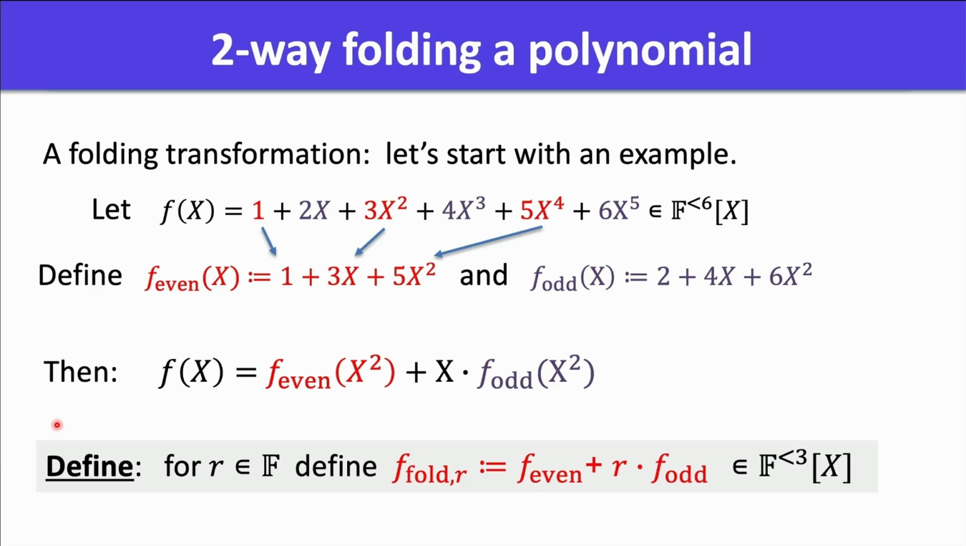So now we can define the folding of the polynomial f, and the folding is simply defined with respect to some element r in the finite field. It's simply a random linear combination of f even and f odd. You'll notice this is a quadratic polynomial because f even and f odd are both quadratic. So it's not a surprise that if we start from a polynomial of bounded degree 6, we end up with a polynomial of bounded degree half of 6, which is 3 in this case.